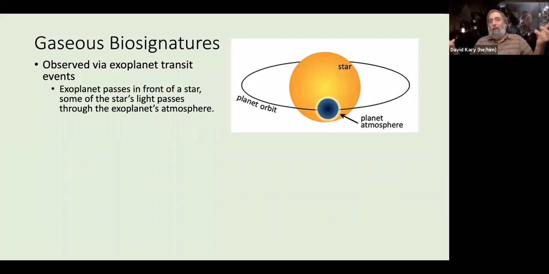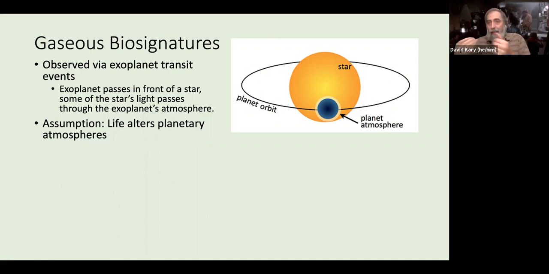Kind of like the way when we look at a lunar eclipse and we see that the moon looks red because the sunlight has passed through the Earth's atmosphere and been reddened because of scattering. Another thing that can happen is that atmospheric gas will also absorb some of that light, and we can then study that through spectroscopy and study the gases that are present in the planet's atmosphere. And so our assumption here is that life will alter a planet's atmosphere. And we know that happened on the Earth. So that's not too big of a jump there.